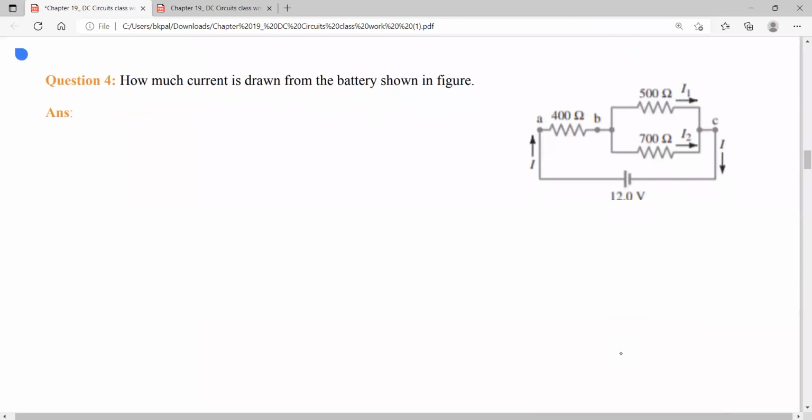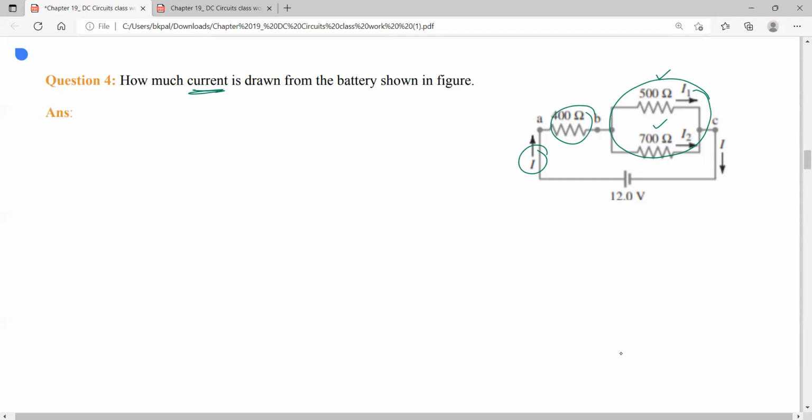Number 4. Here you see that it's a complicated circuit. These two are connected in parallel, and that whole combination is connected with this one in series. So it's a mix of series combination and parallel combination. What we have to calculate is the current that is drawn from the battery, so we basically need to calculate I.